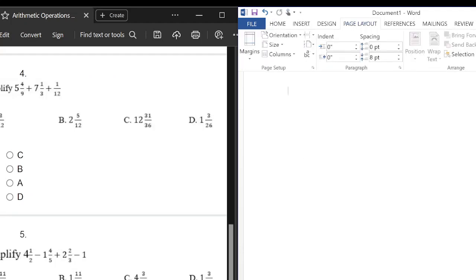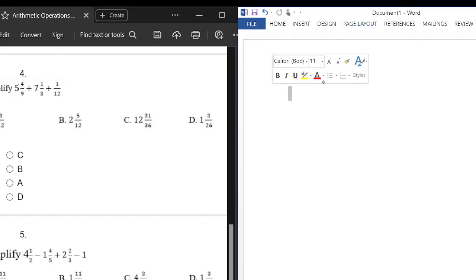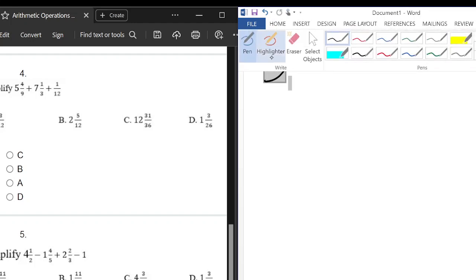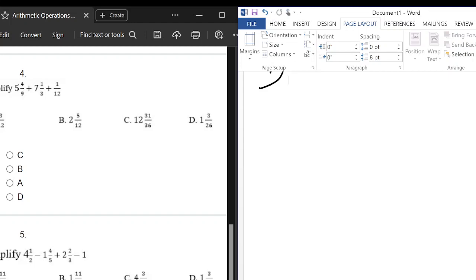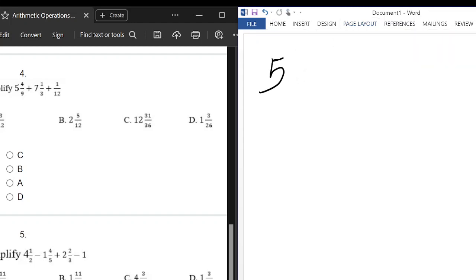Question number 4. So we have question number 4 here. So which is 5 whole number, 4 over 9. Excuse me. So 5 whole number, 4 over 9 plus 7 whole number, 1 over 3 plus 1 all over 12.